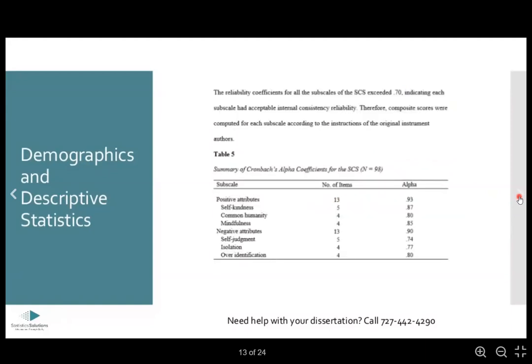Here's an example of how you might express these reliability coefficients for your scale. In this case, they are using this SCS scale, and they're providing each of the subscales. And through that, they're telling us the number of items that were in the scale and also the Cronbach's alpha for the scale.